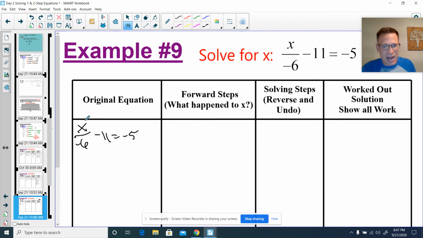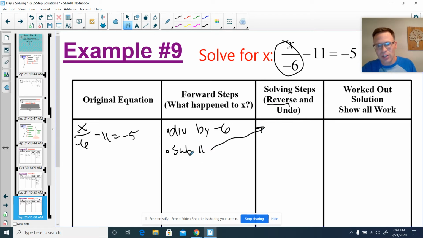All right, so again, what's happening to x? What are our solving steps? The first thing that's happening is right here, and that is divide by negative 6. After I divide by negative 6, what am I doing? I am subtracting 11. And now again, I will reverse that order and undo each step. So instead of subtracting 11, I'm going to add 11. And instead of dividing by negative 6, I'm going to multiply by negative 6.